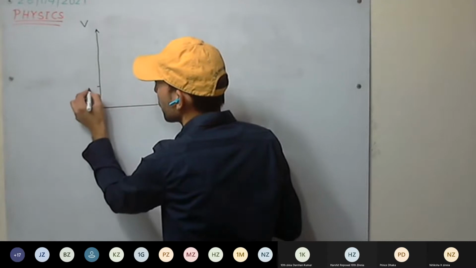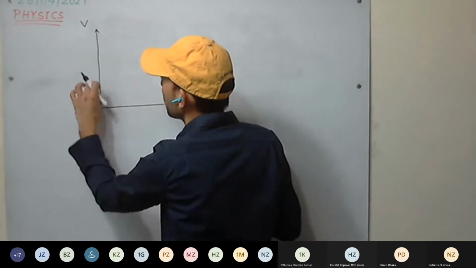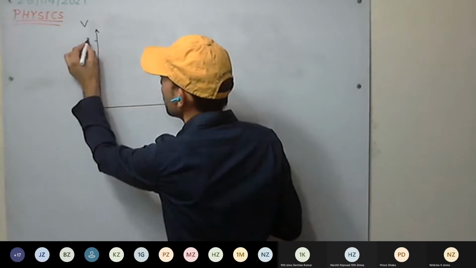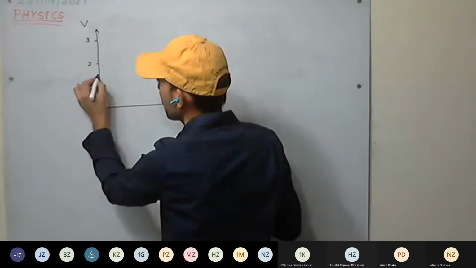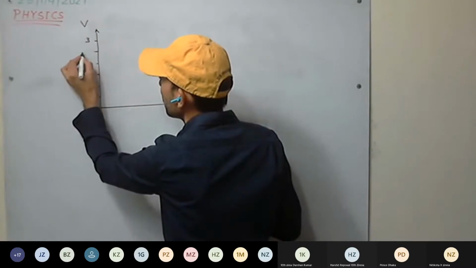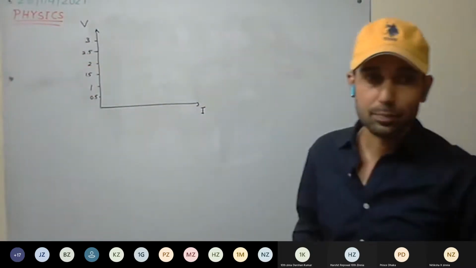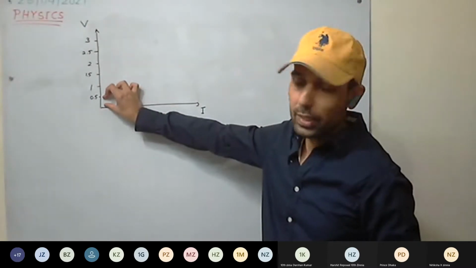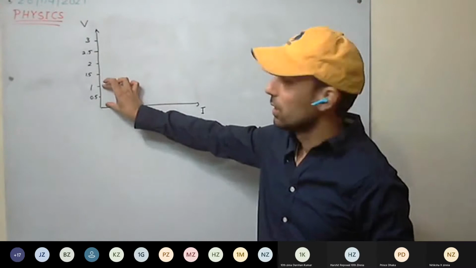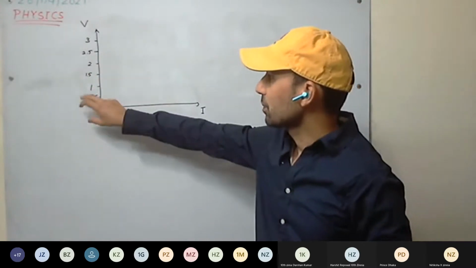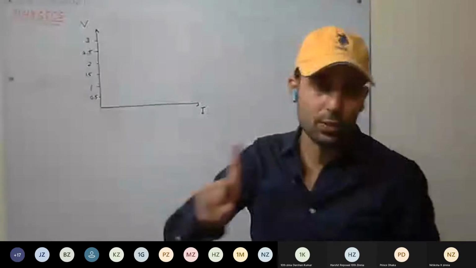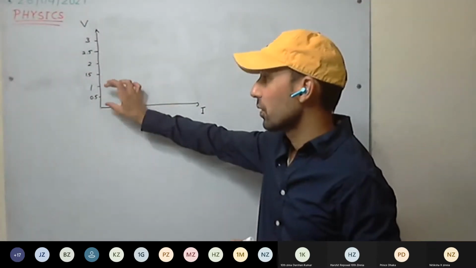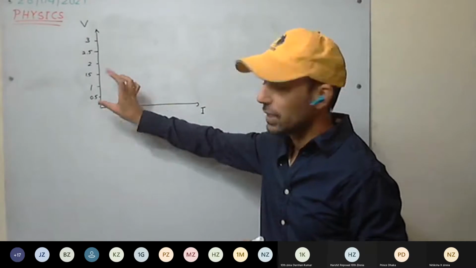Okay, so the points will be large. 0.5 volt, 1.5 volt, 2.5 volt, depending on the size of the graph. For example, 1 centimeter we have taken as 0.5 volt, 2 centimeters as 1 volt. What is the scale of the y-axis? 1 centimeter equal to 0.5 volt, or 2 centimeters equal to 1 volt.